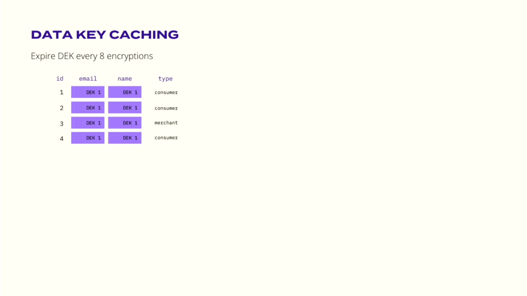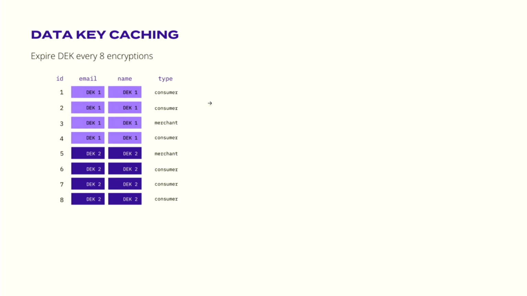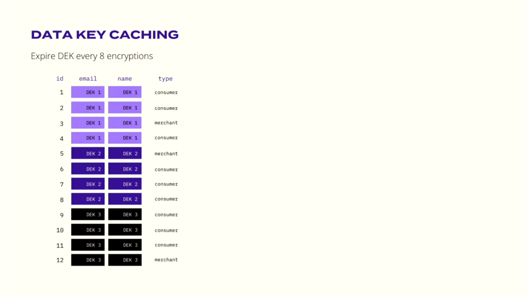And so one way to think of that is if you're inserting a bunch of information into a table, a bunch of records, you might change or expire that data key cache every so many records. So in this example, I'm using it for 8 encryptions. So we're going to insert 8 records and then rotate and get another key. Then you're going to do another 8 records and then another 8 records.